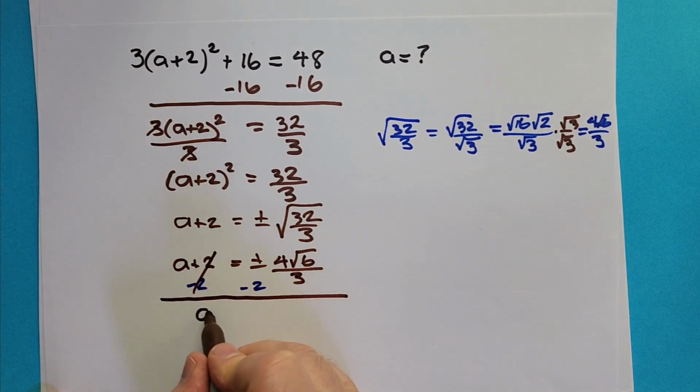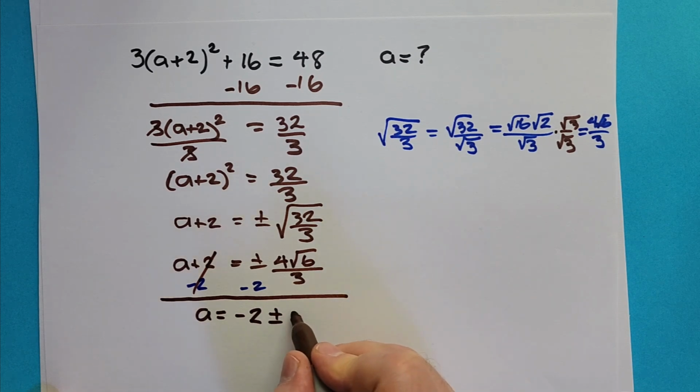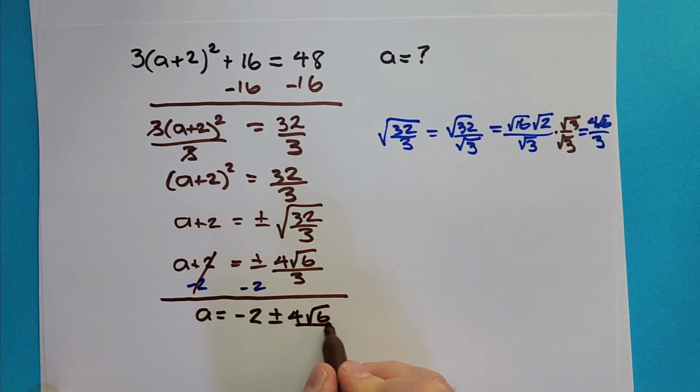These cancel out, which we get a is equal to negative 2 plus or minus 4 root 6 over 3. Now, technically, even though these are the two roots to the equation, when they're looking like this in binomial form, we typically would use the properties of fractions to put them together in a single ratio. And then from there, we can do the approximations.